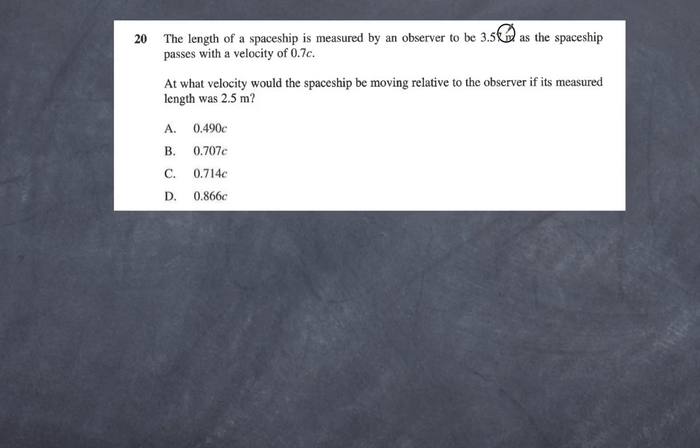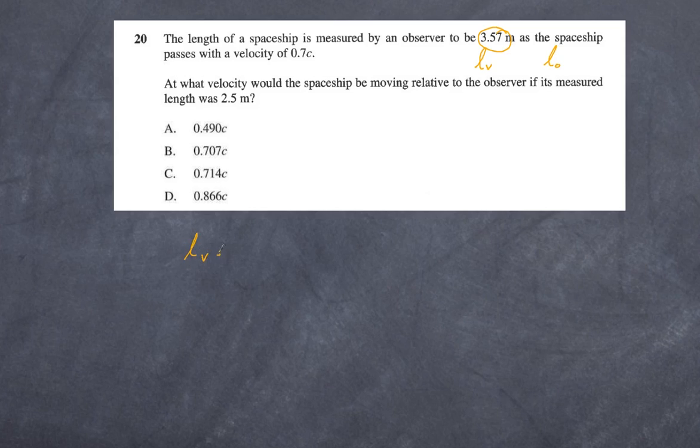And the first thing to understand is that the value here is the length contraction as observed by a stationary observer. So we know this is going to be LV. In other words, it's going to be the contracted length, and we need to work out the actual proper length. Once we work out the proper length, we're in a position to work out the speed so that its new contracted length will be 2.5. So let's first work out the actual proper length.